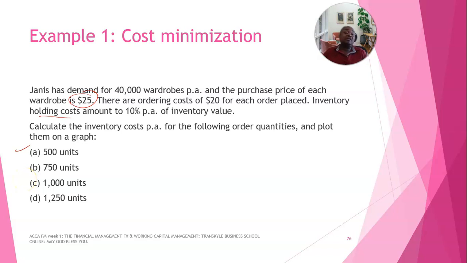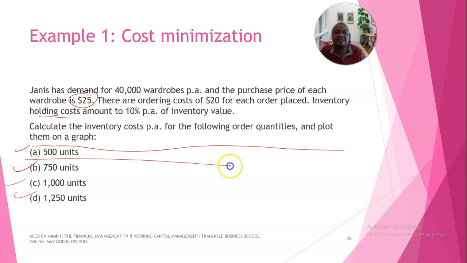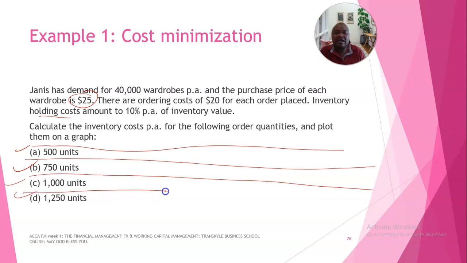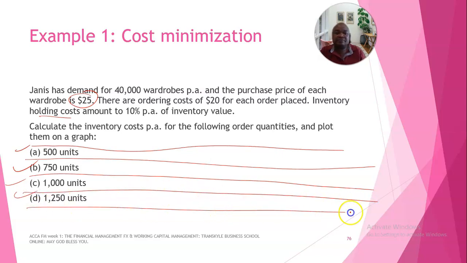So calculate the inventory cost per annum for the following order quantities. We are given 4 quantities: 500, 750, 1,000 units, 1,200 units. How much will be the total inventory cost? Okay, so I need to come up with a table. Let me create some rows and columns so that my figures will be organized.